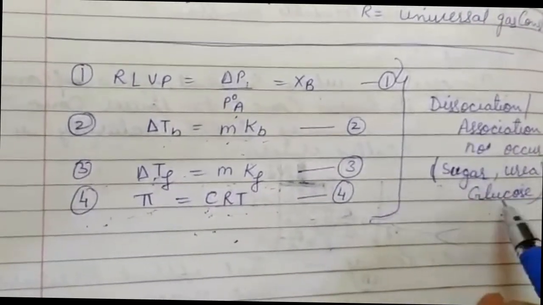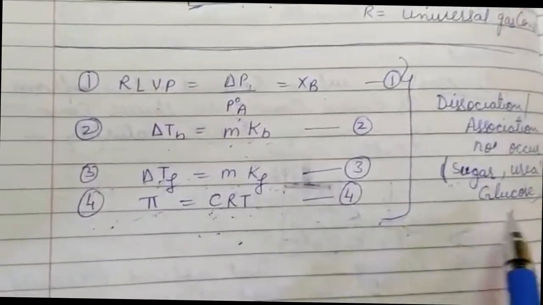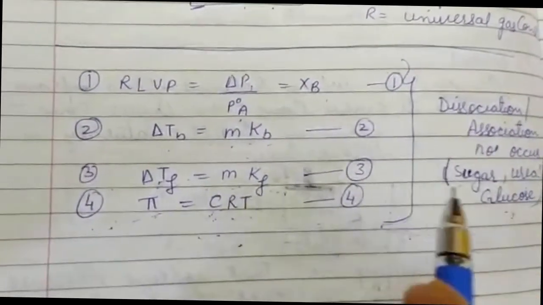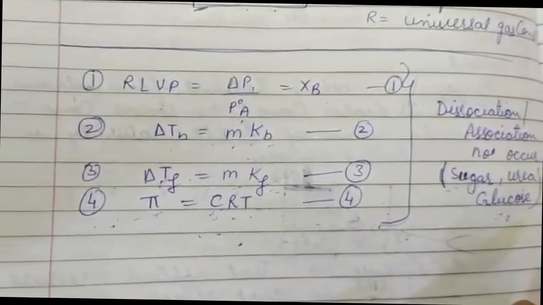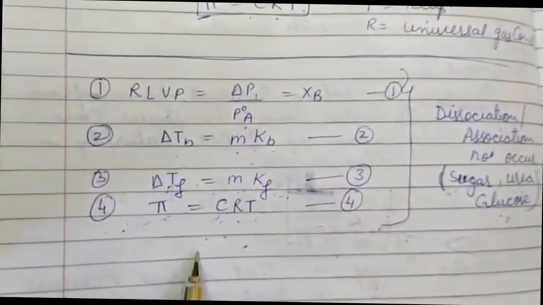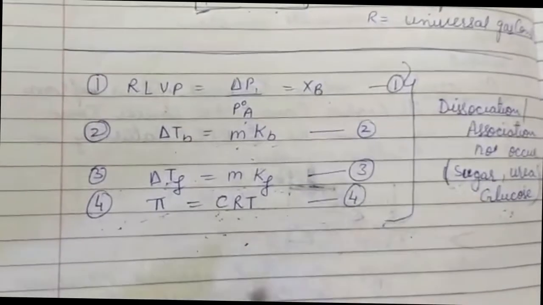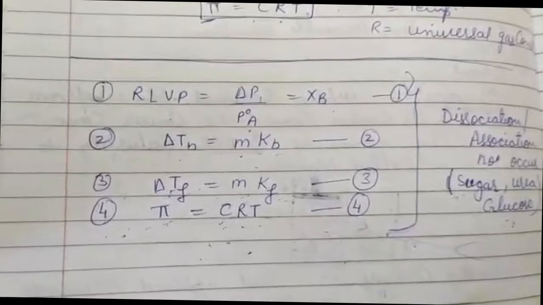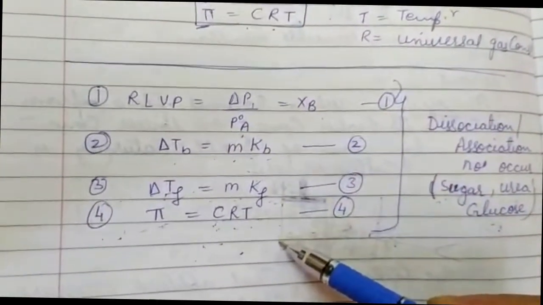So these types of solute, glucose, urea and sugar, will not undergo dissociation or association, meaning they will not dissociate into smaller particles after dissolving in the solvent, nor combine together to form a bigger particle. So for these types of solute we can use these formulas for the colligative properties. But if any solute undergoes dissociation or association after dissolving in the solvent, then we have to make some correction in the colligative property formula.